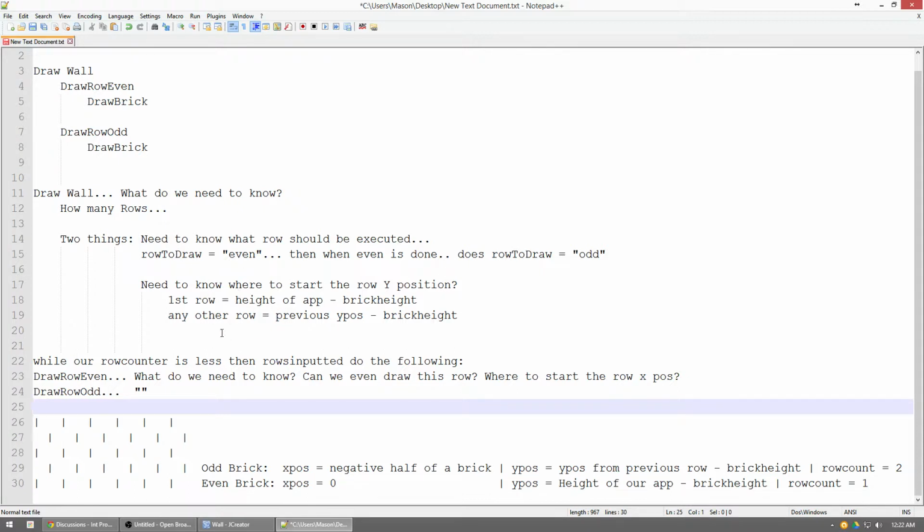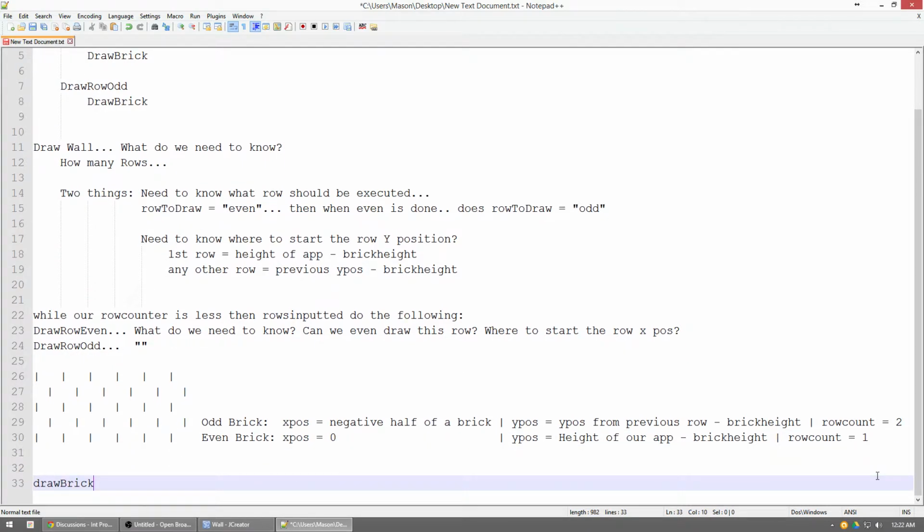As you can see here, the only other thing we need to do now is our bricks. So now we just need to draw a brick, right? Every time we draw a row, we draw a number of bricks. Typically, when you build bricks in real life, or in the program, you should draw enough bricks to fill your entire space, so your wall fills up the hole that you wish to fill. So, draw a brick. What do we need to know? We still need to know our Y position and X position.